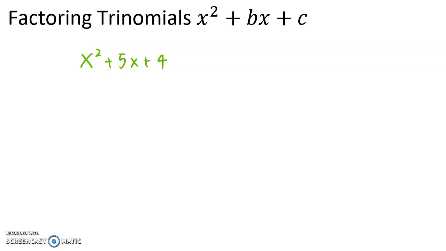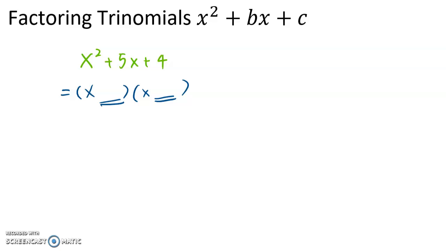In this video, we'll factor trinomials in the form of x squared plus bx plus c. First example, we want to factor the trinomial x squared plus 5x plus 4. Well, if a trinomial in this form is factorable, it will be in this form: (x plus or minus some number) times (x plus or minus some number). So all we have to do is find out what these two numbers are. How do we find those two numbers?